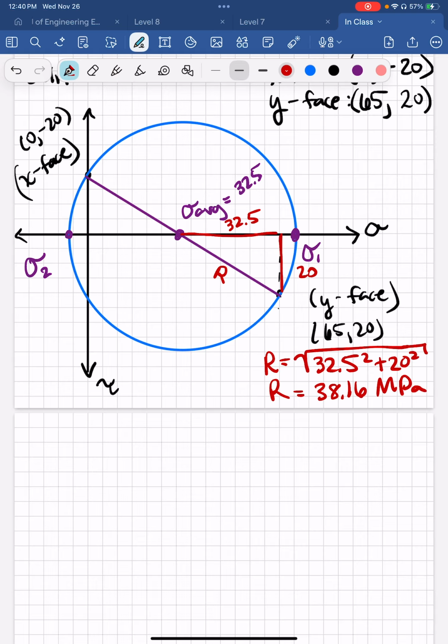So once we know the R, then we can find the stress 1. So I'll just use pink. So we know this distance is 32.5. We know this distance is 32.5, and then we know this whole R value. So from the center out to the principal stress is 38.16. So stress 1 is going to equal that 32.5 plus 38.16.